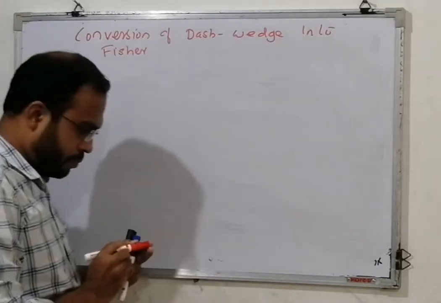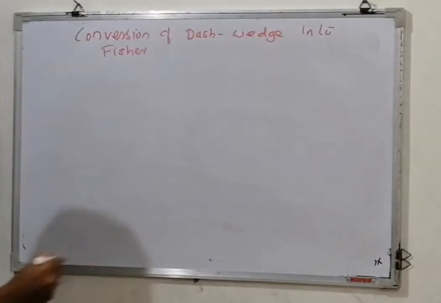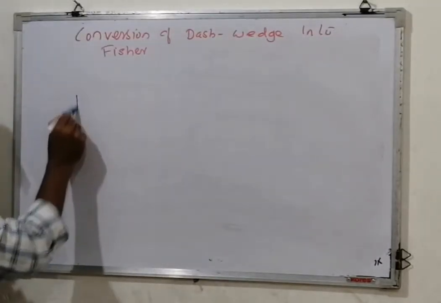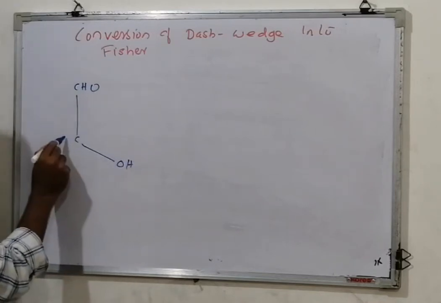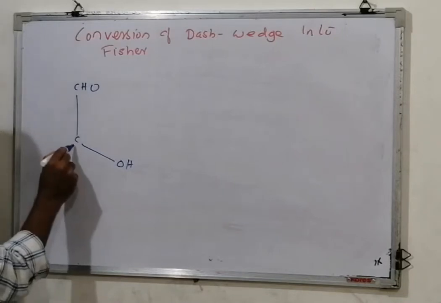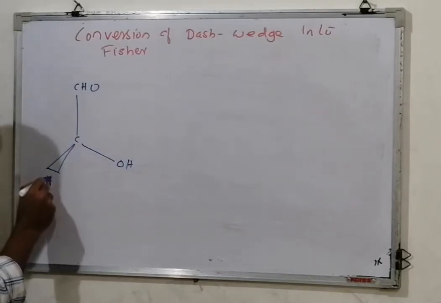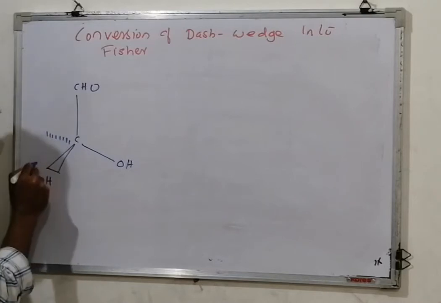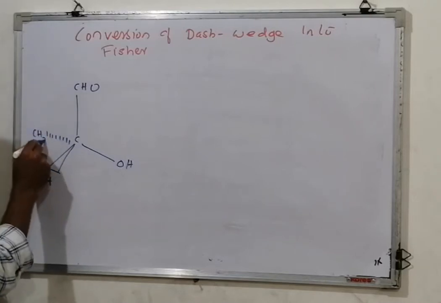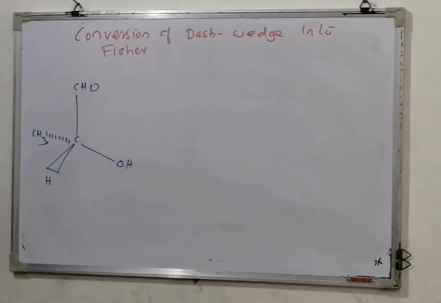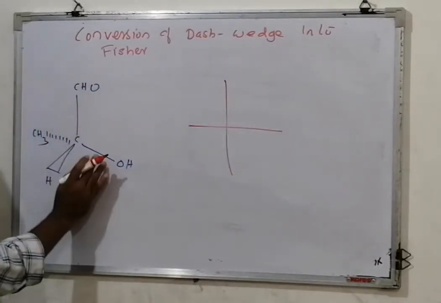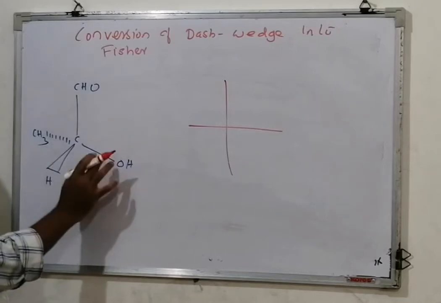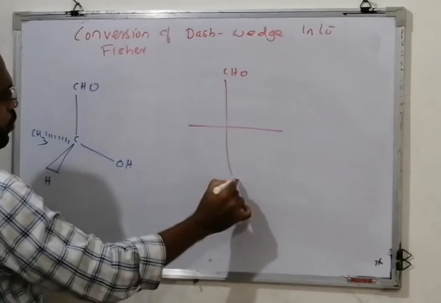You can have some beautiful examples. CHO, OH, H, CH3. You want to convert into the Fischer. How is it possible? I said to you, plane. These two are the plane group on the vertical, CHO, OH.